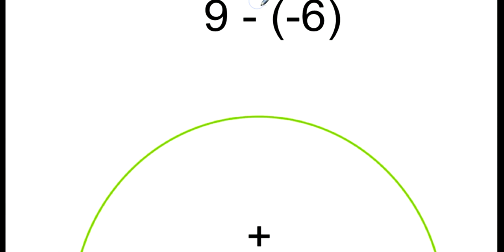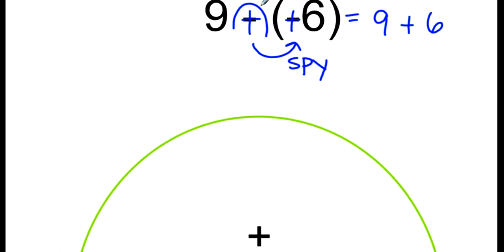All right, I see subtraction again. So I need integer hill to be positive. The guy to the right is the spy. He looks like he's negative, but when he shows his true colors, he's actually a positive. So I actually have a 9 plus 6. We're not going to draw a picture for that. 9 plus 6 is 15. They joined forces because both of them were positives.